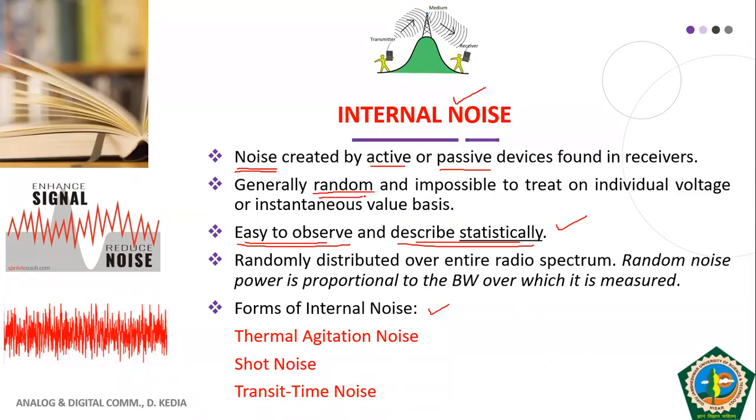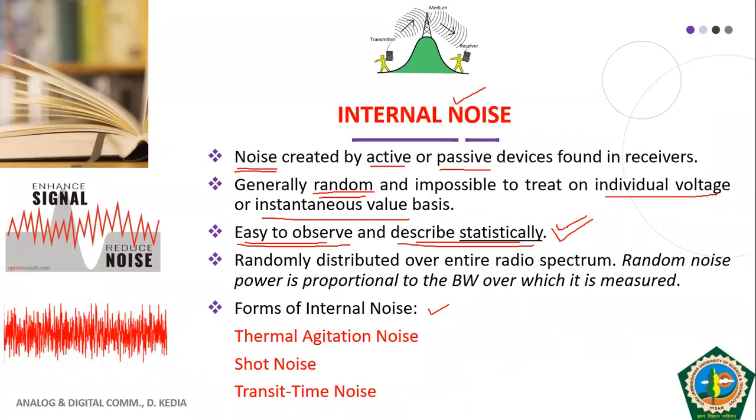And as I told you, noise is totally random, and the same is the case with internal noise as well. It is random, and we cannot treat noise on an individual voltage basis or instantaneous value basis. That's why we consider noise statistically, where we have averages: we have the mean, the mean square value, the mean cube value, meaning statistical averages. You must have heard of first moment, second moment. All of you have studied statistics in your initial classes. So this is a very, very important point, that we will be representing our noise mathematically with the help of statistical parameters.